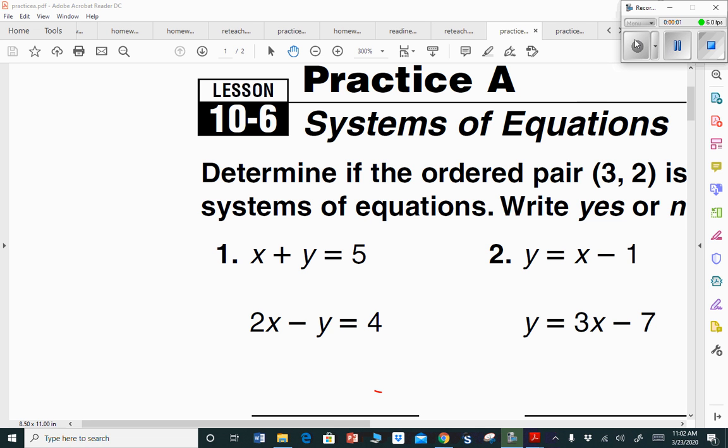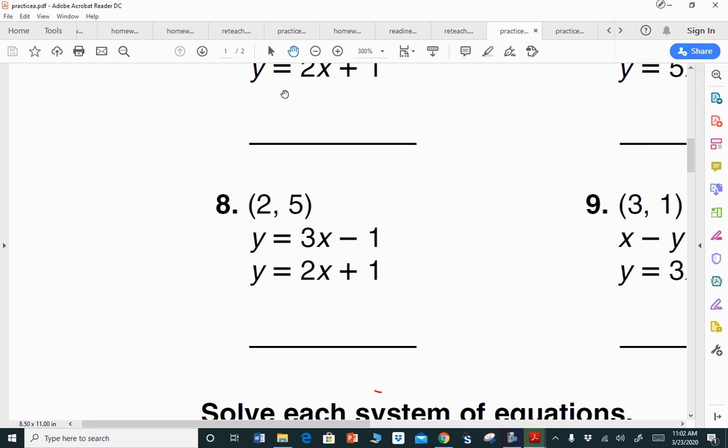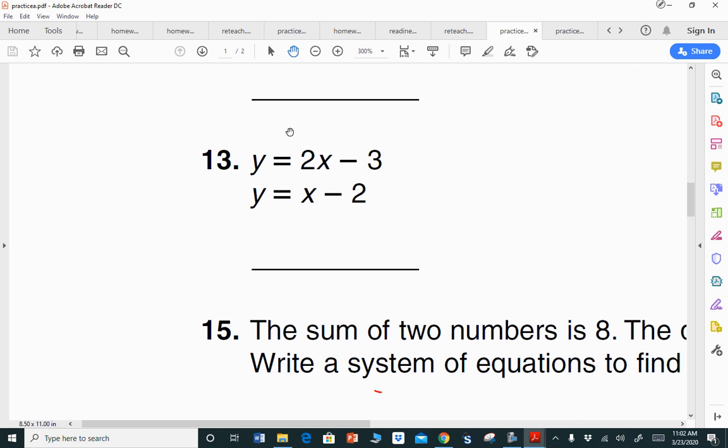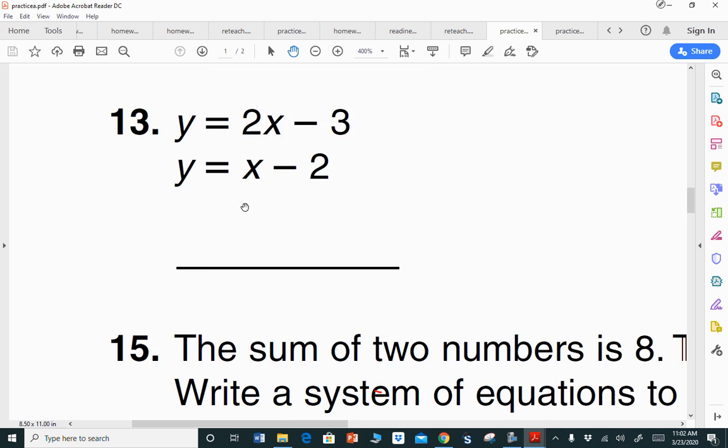This is part 2 of Pre-Algebra lesson 10-6, which is systems of equations. We're going to scroll down to number 13. In the previous video, you did 12 and 14. We're going to do 13.